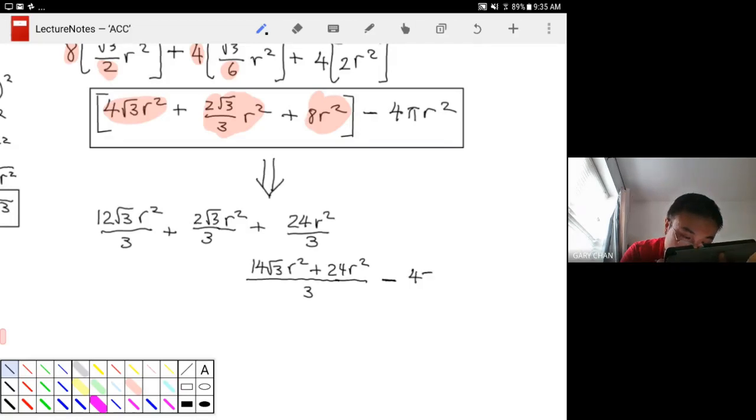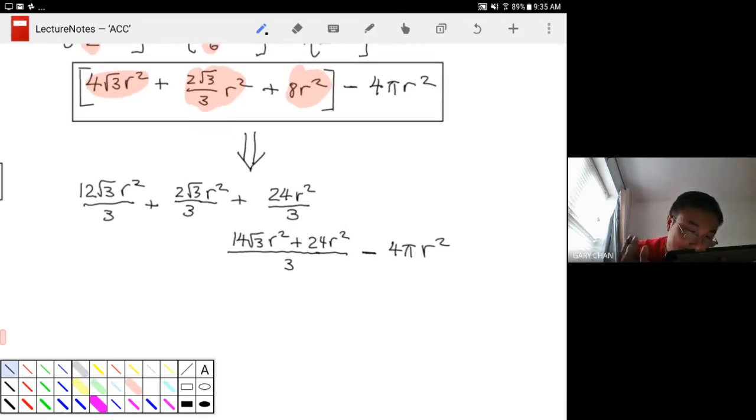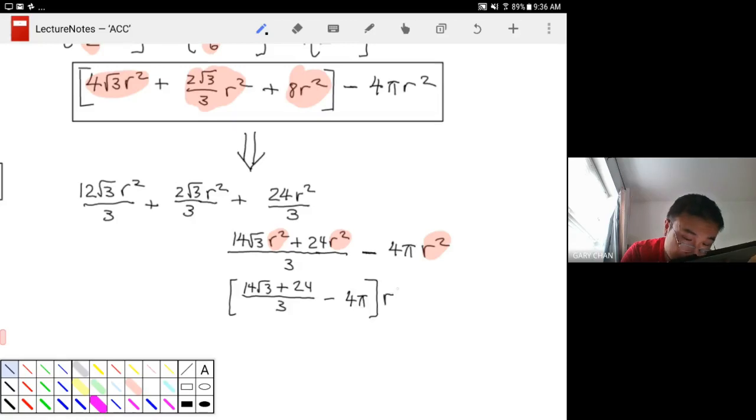4 pi r squared. And to make this thing look even nicer, bear with me for another moment, okay? Do you guys see that there's a common factor here? R squared. Yeah, r squared. I can factor that out. This is going really above and beyond now, okay? So I have 14 radical 3 plus 24 over 3 minus 4 pi, times r squared.